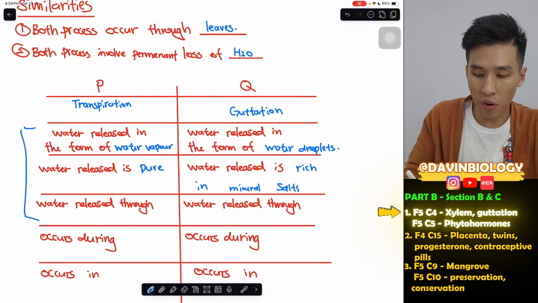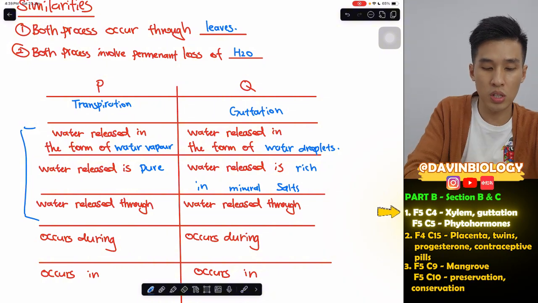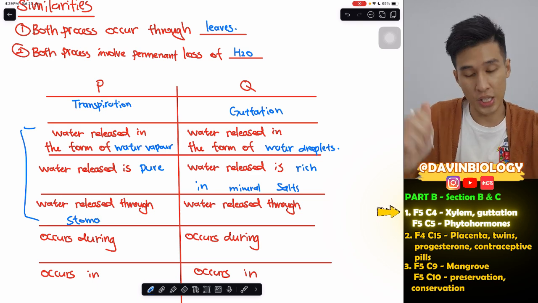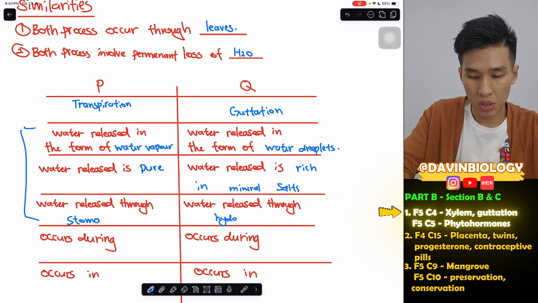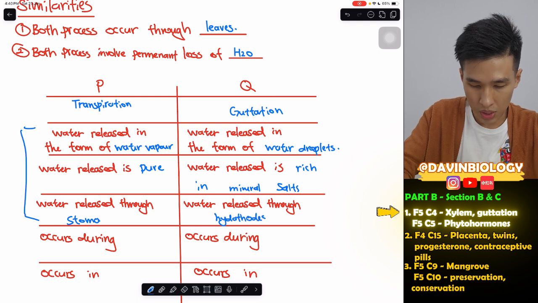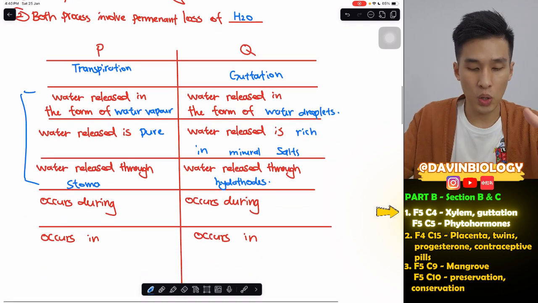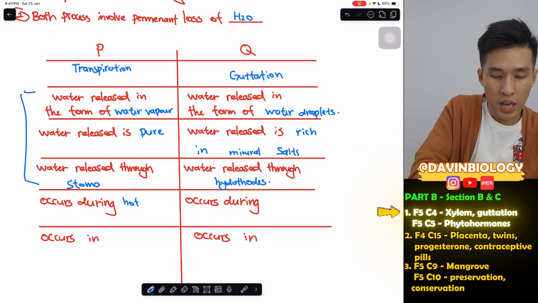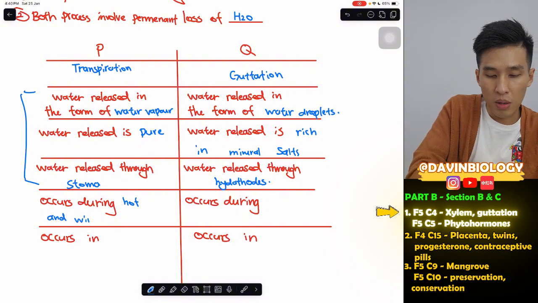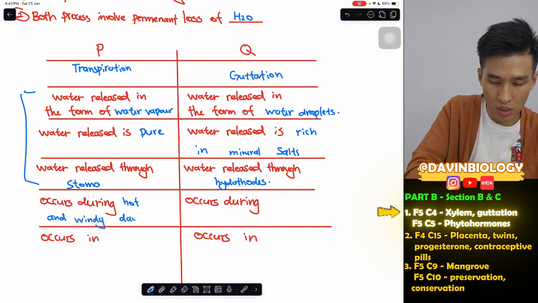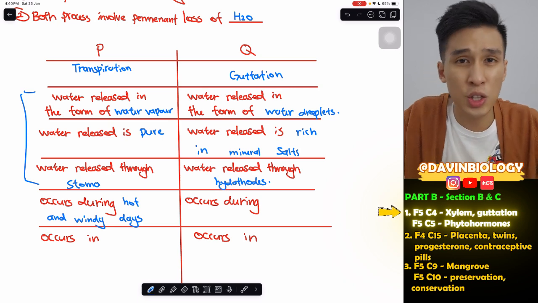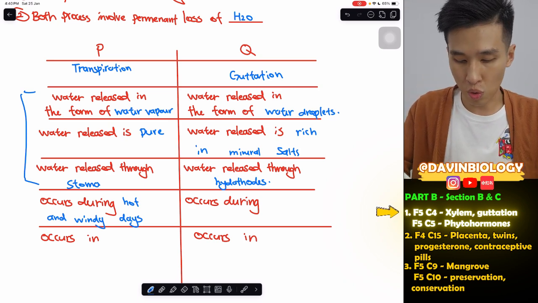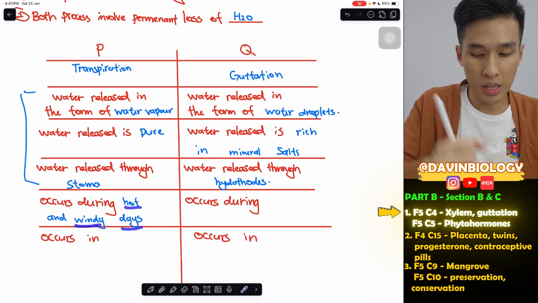So where does it come out from? The water comes out from 2 different places, of course. This one is from the stoma or the stomata. This one is through the special holes we mentioned just now, called the hydathodes. Next, when does it occur? Transpiration, we will say, occurs during hot and windy days. Don't just say days, because sometimes during the day there might not be sun, it could be rainy. Transpiration usually won't occur during these conditions. So you have to say during hot and windy days.